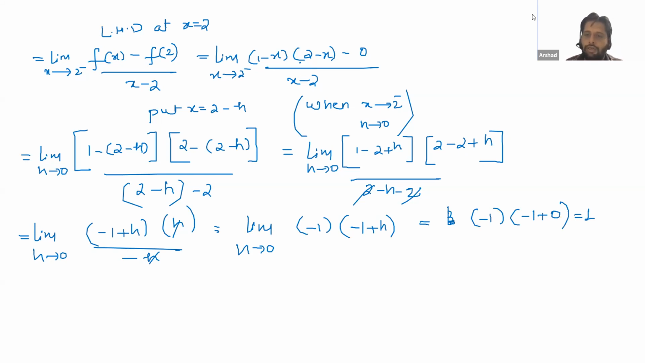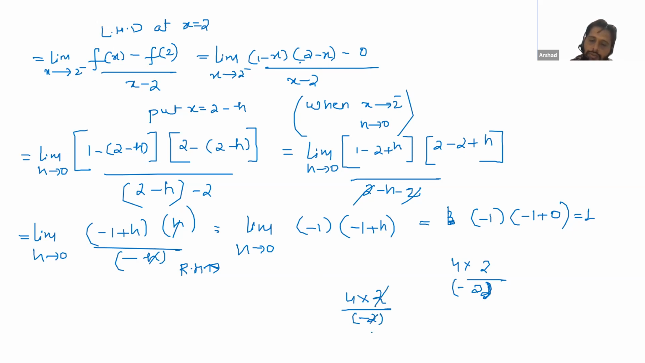Now similarly find the RHD. Can you show how you cancelled minus h and h? This one, please check. Suppose we have 2 by 4 into 2 by minus 2. So I'm writing here 4 into 2 by minus 2. Can we cancel this 2 and this? Yes. And this negative will shift to the numerator, minus 4. Is it fine? Yes. Okay, great.